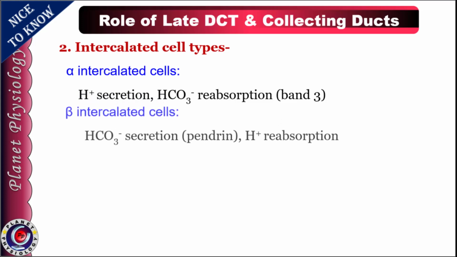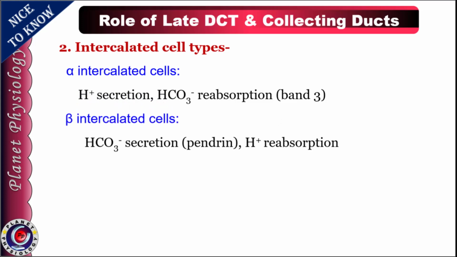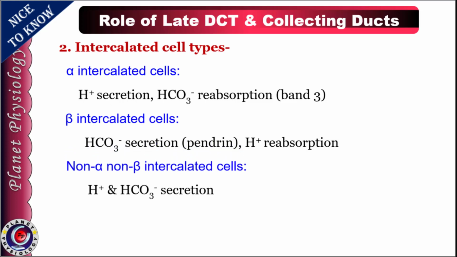The second variety of intercalated cells is beta intercalated cells. These cells secrete bicarbonate ions via pendrin transporters into the lumen and reabsorb hydrogen ions. Thus, they are active during alkalosis. The third variety is non-alpha, non-beta intercalated cells. They secrete both acids as well as bicarbonates.